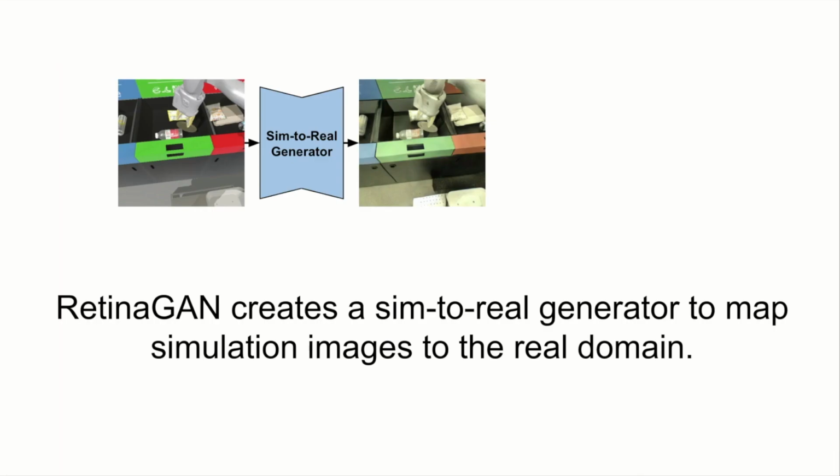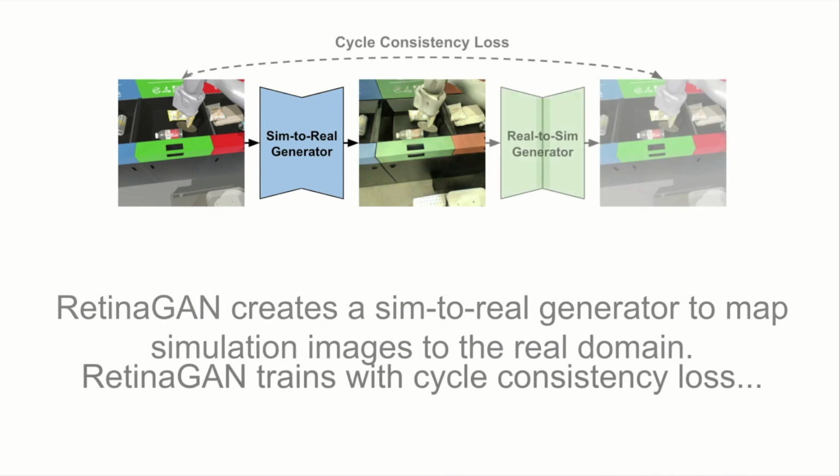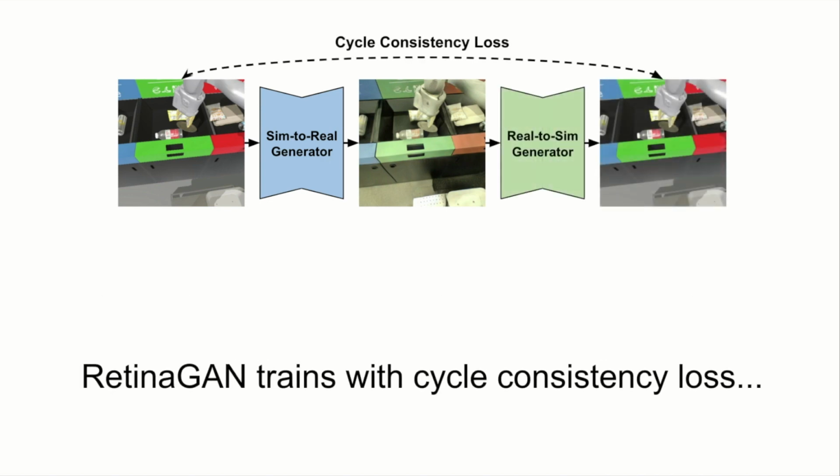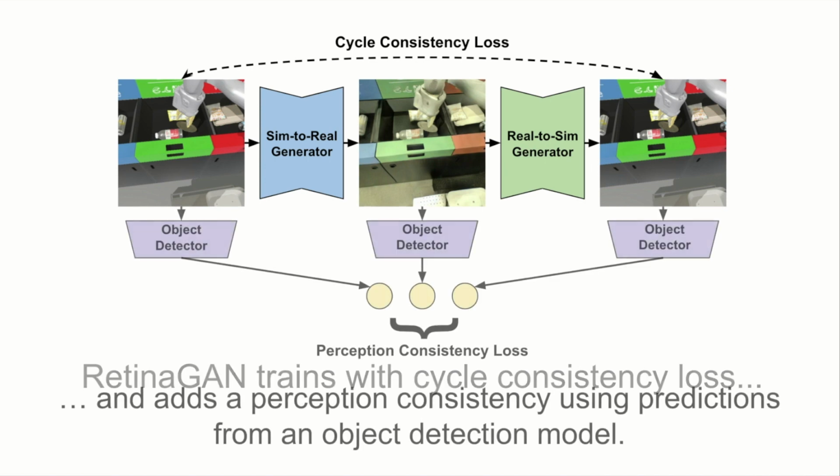RetinaGAN builds on top of the generative adversarial network pipeline. We pass a simulated image through a sim-to-real generator network, which is optimized to translate the image to the real domain. We then apply cycle consistency by introducing a real-to-sim generator network to reconstruct the original simulation image.